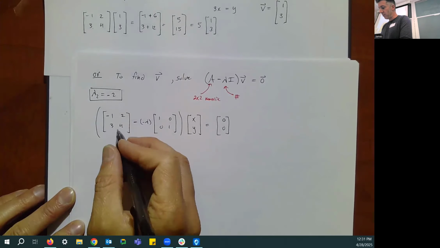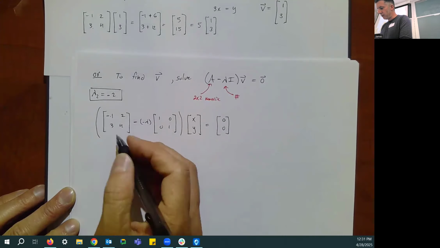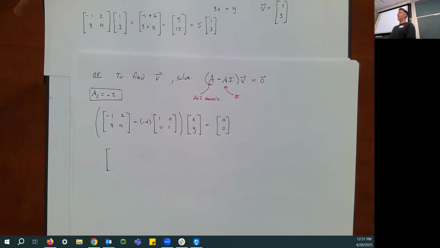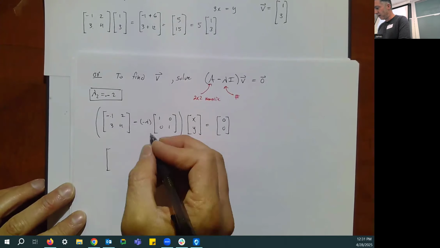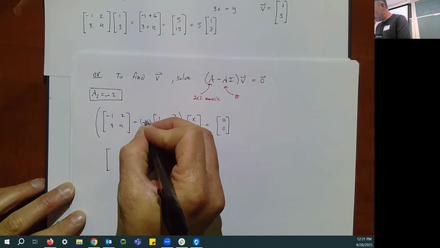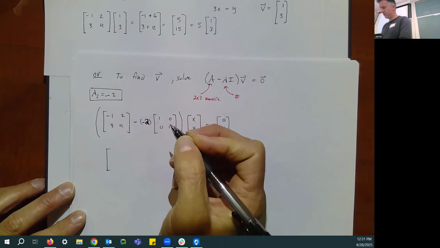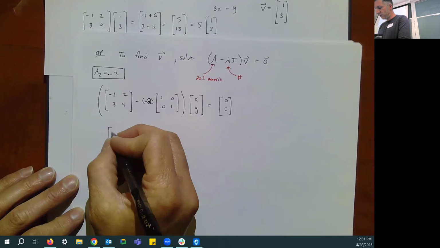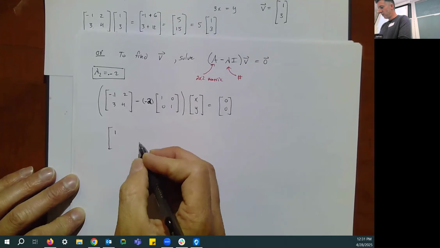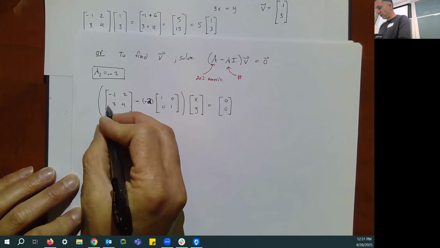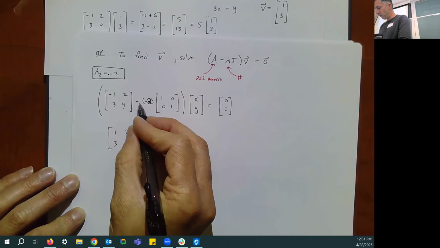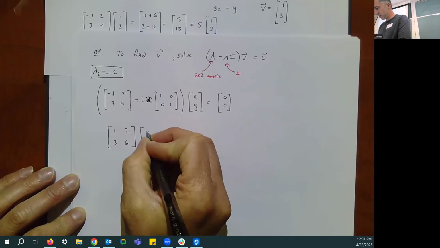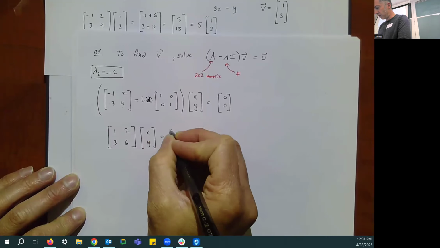So we're going to have, let's see, -1 plus lambda. Oh, I need to plug in. I forgot to plug in the -2 for lambda. Sorry. That should be a minus -2. So let's see what we got here. We've got -1 minus -2, which is -1 plus 2. We have 2 minus 0. We have 3 minus 0. And we have 4 minus -2, times the vector x, y, equal to 0, 0.